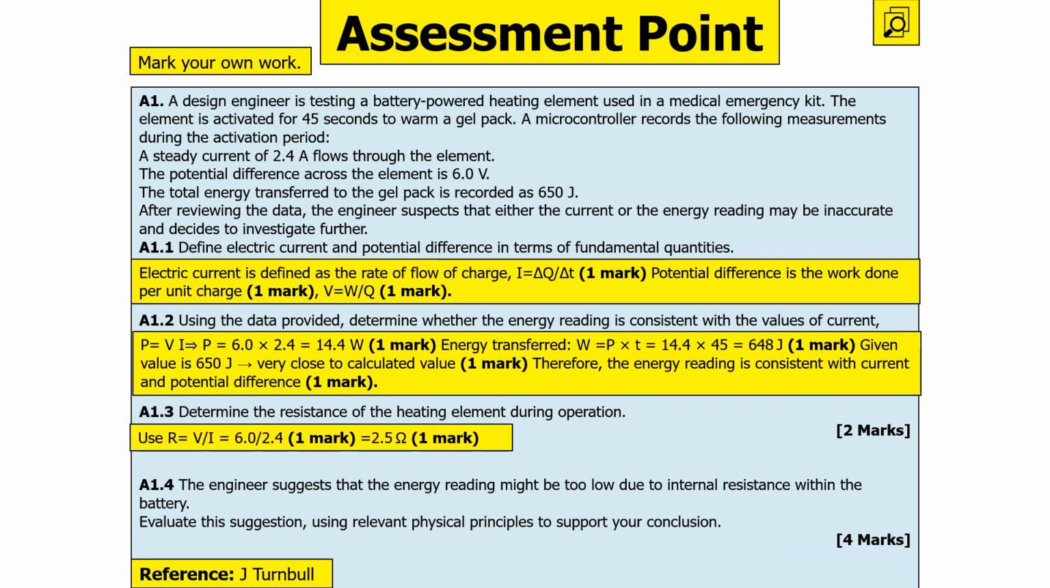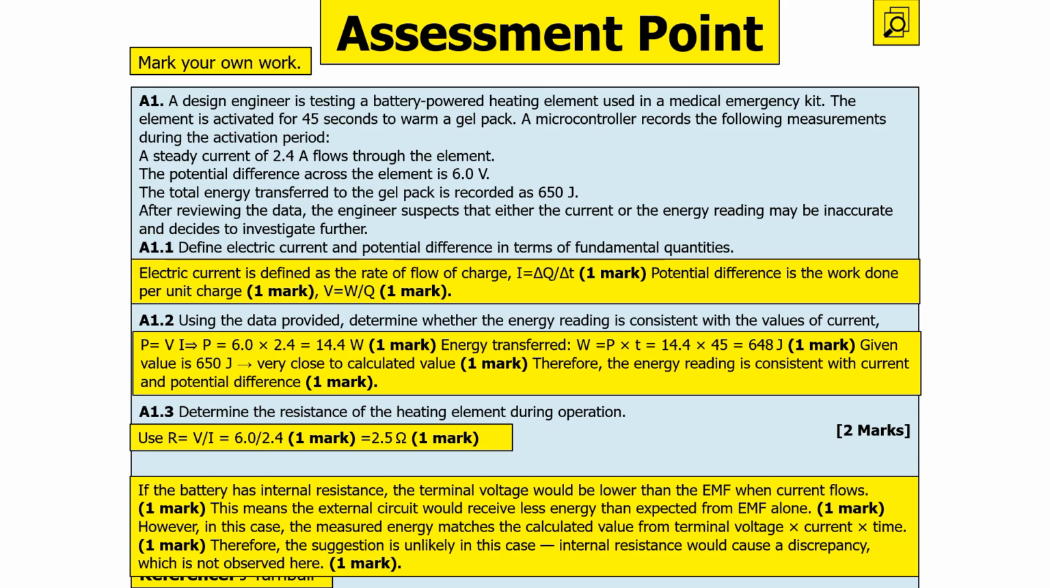In our next question, we know R equals V over I, so it's 6 over 2.4, so it's 2.5 ohms. And then finally, if the battery had an internal resistance, then the terminal voltage will be lower than the EMF when the current flows. So this means the external circuit would receive less energy than expected from the EMF alone. However, in this case, the measured energy actually matches the calculated value from the terminal voltage times the current times the time. Therefore, in this case in particular, the suggestion is unlikely because the internal resistance would cause a discrepancy in the energy reading, which is not really observed here.